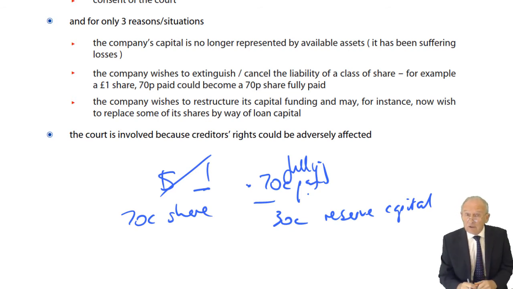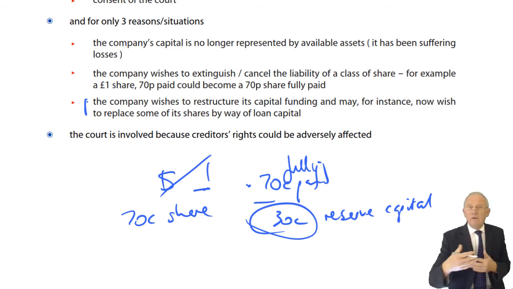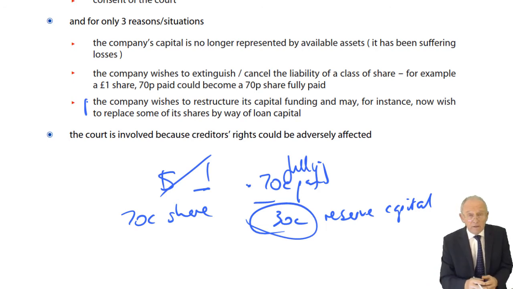But we have to satisfy the court, because in the event of a liquidation, a liquidator could have come along and said, time you paid us your 30 cents. He could have asked for this 30 cent difference in order to make up the funds available, to make sure that we pay as much as we can to the payables, to the creditors. And the third one: the company wishes to restructure its capital funding. It may want to reduce its share capital and replace it, for instance, by borrowing heavily. So increase the gearing of the company, take away the shareholders' involvement and increase the involvement of the lenders of the loan capital.